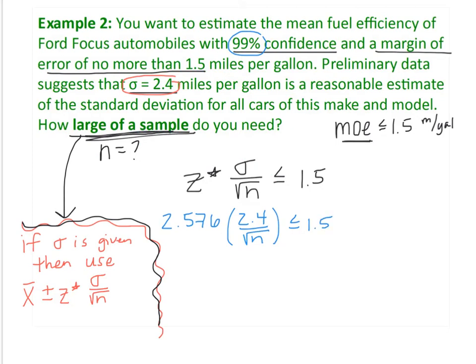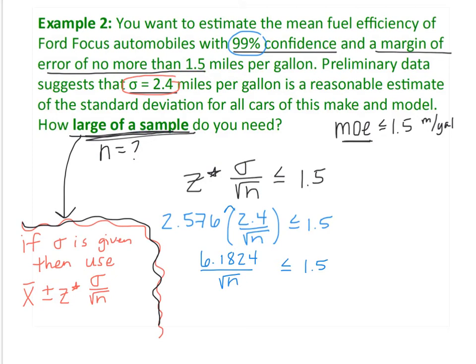So essentially, I just plugged in 3 of my pieces into my 4-piece puzzle, and now I'm solving for the missing piece. So if I multiply 2.576 by 2.4, I get 6.1824 over the square root of n is less than or equal to 1.5.